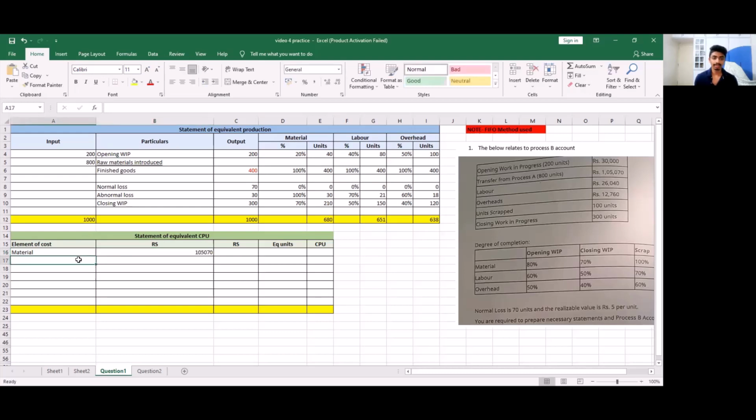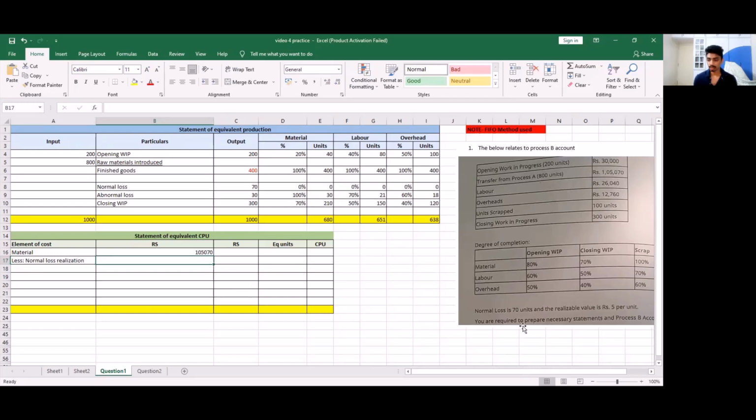Now, from raw material, it is important that we subtract normal loss realization. As discussed before in our previous videos, normal loss realization is money we get back by selling our normal loss units. So this money is something we're getting back and it doesn't form a part of our cost. So we subtract this. So we write less normal loss realization.